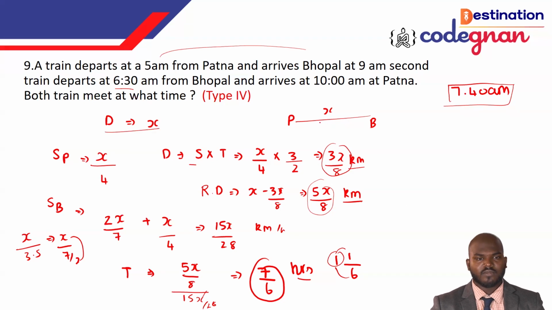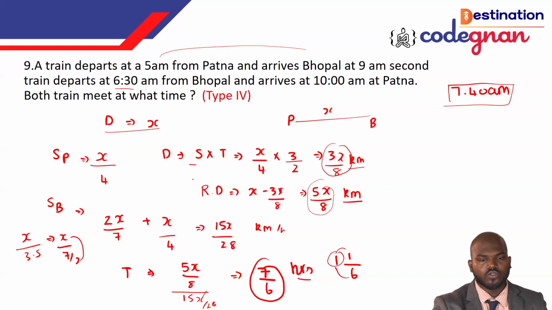So I can take it up. I'm calling it x. Then the speed of the train from Patna I can call as distance by time. So that is x by 4 hours of journey, so x by 4 kilometers per hour. Then I am using the formula: distance equals speed into time. So speed is equal to x by 4.